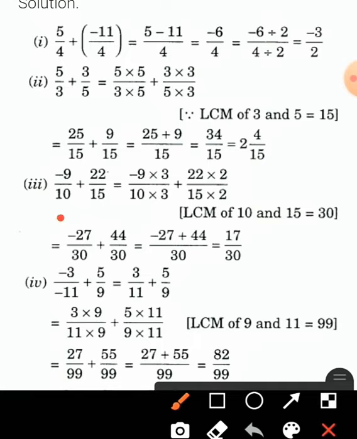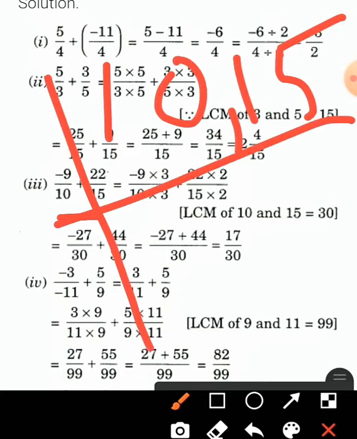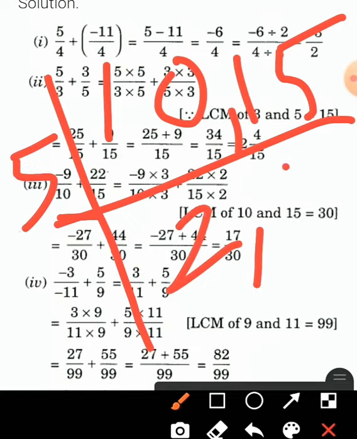Now 10 and 15 we will take out LCM. Okay, LCM sabko pata hai kaise nikalte hai LCM. 10 aur 15 ka LCM aapko nikalna hai aise. To 10 aur 15 dono kaun se table mein aayega? You can start with the table of 2 or with the table of 5. 5 2s are 10 and 5 3s are 15.